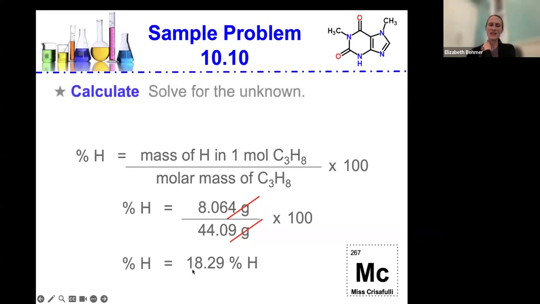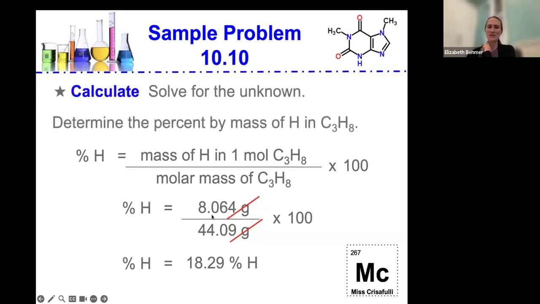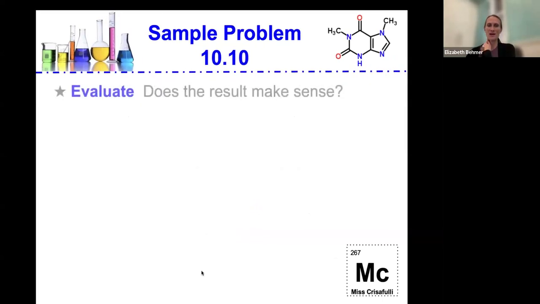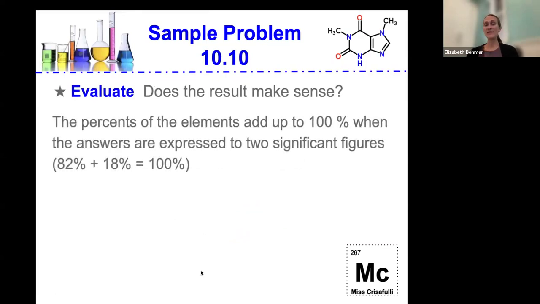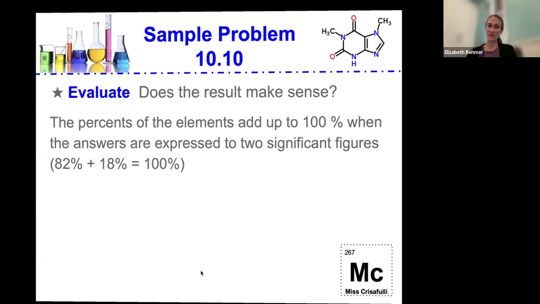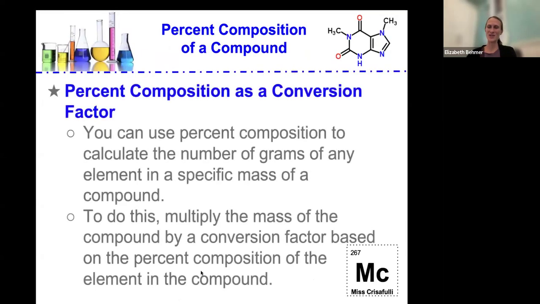Let's figure out hydrogen then. We take the mass of hydrogen in 1 mole, which is about 8.064, divide by the molar mass of propane, and we get 18.29% hydrogen in that compound. And that's how we can determine the mass percentages from a compound and a molecular formula. The percents of the elements do add up to 100 when the answers are expressed in 2 significant figures. So I think we're on a good way. I think we got it right.